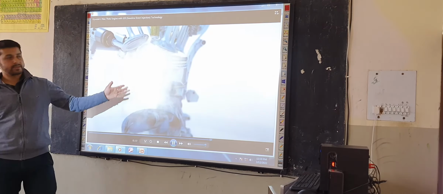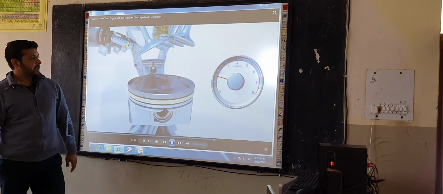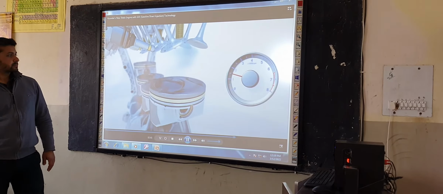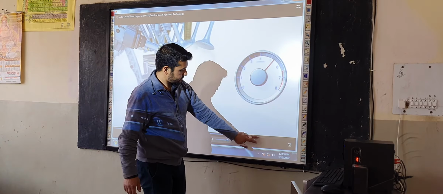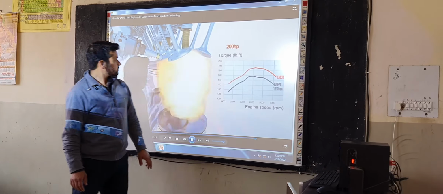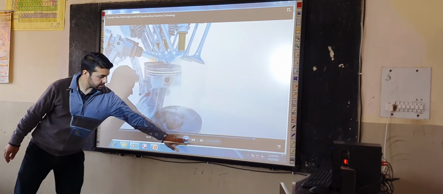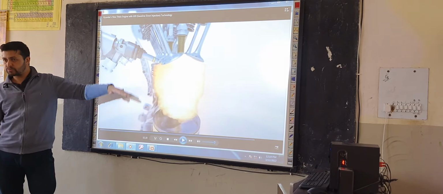This is all about how an engine and its components work inside an engine. And each and every part is important for the engine. Fuel cools down the in-cylinder air. This cooling effect reduces knocking. And this is the fast view, like how it works quickly. You can see the piston moving very fast, top to bottom.